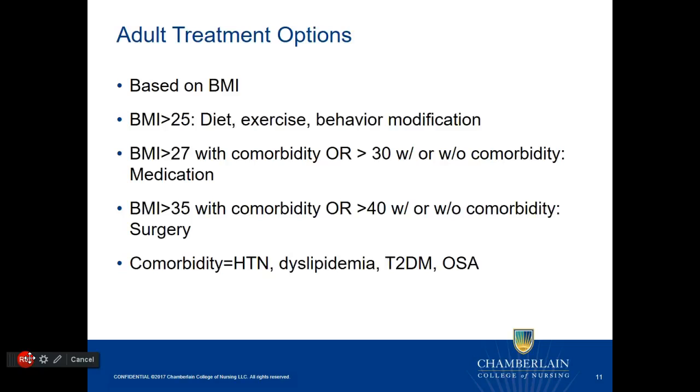A BMI of greater than 35 with a comorbidity or BMI greater than 40 with or without a comorbidity, surgery is an adjunct. Comorbidity is defined as hypertension, dyslipidemia, diabetes, or obstructive sleep apnea.